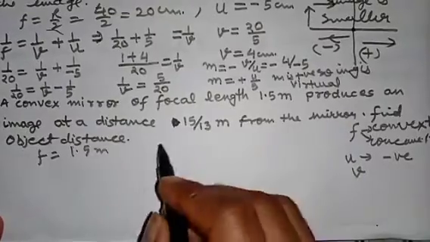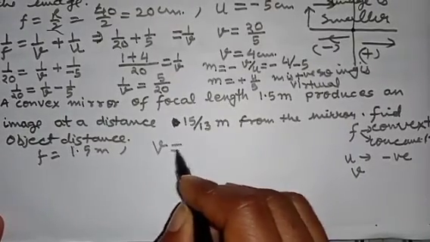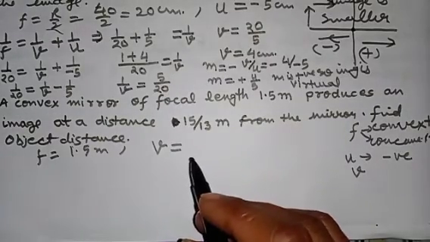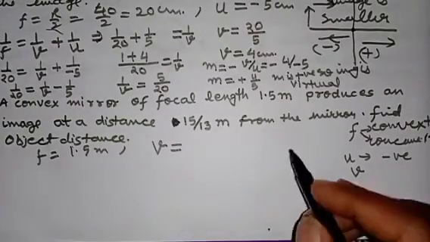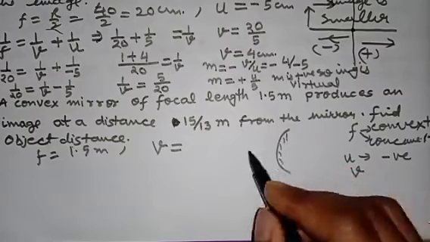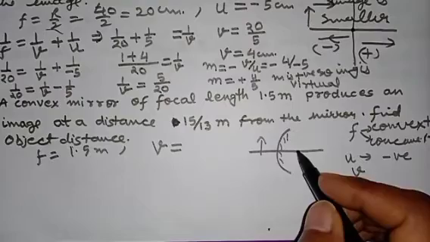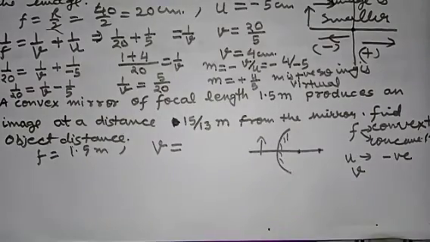It produces an image at a distance v, which is given this time. Now what will it be, minus v or plus v? So remember, in convex mirror image formation there is only a single case, behind the mirror and nothing else, because all the image points are behind the mirror.